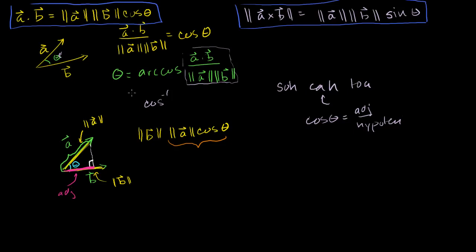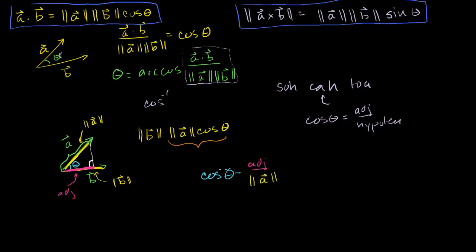So cosine of theta is equal to this little adjacent side. I'm just going to write it like that, is equal to this adjacent side over the hypotenuse. But what is the hypotenuse? It is the length of vector A. It's this. That's my hypotenuse right there. So my hypotenuse is the length of vector A.